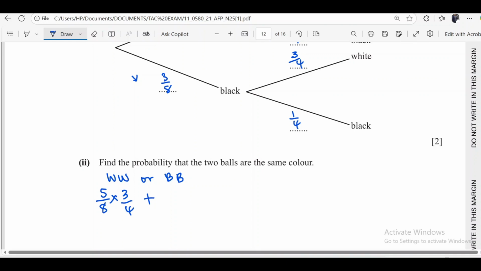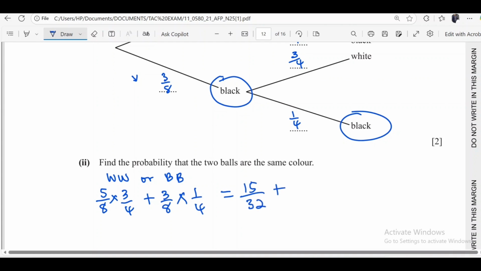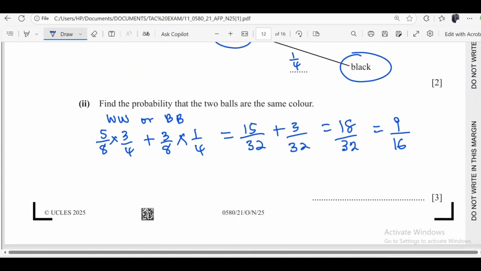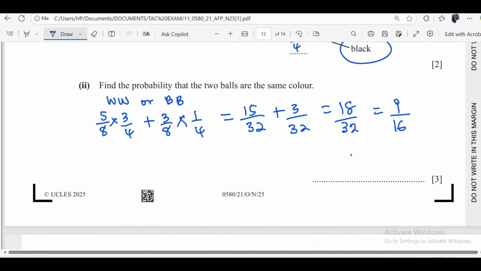Or black, look at black here. 3 over 8 times 1 over 4. So we have 15 over 32 plus 3 over 32, and that will give us 18 over 32. We can reduce it to 9 over 16. So here we have 9 over 16.